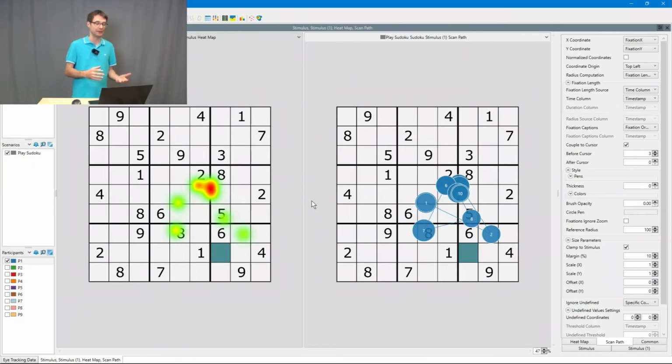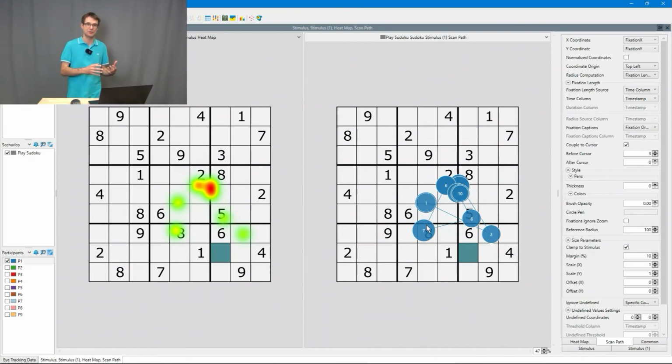And we will start with the heat map again. On the left side, you can see the distribution of the attention in a heat map of participant P1. And on the right side, you can see now how the attention moved over the stimulus. The heat map only visualizes the aggregated distribution of the attention, so with no temporal information. The scan path shows this temporal aspect as well. So here there has been the first fixation of the participant, and then the attention moved to the bottom right, indicated by number 2, and so on.